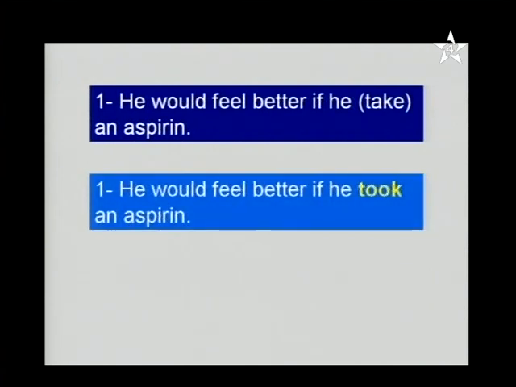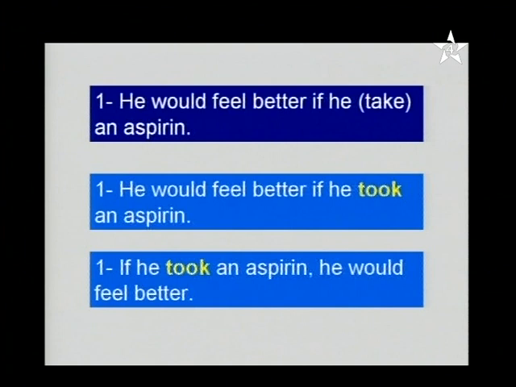Yes, he would feel better if he took an aspirin. Notice that take is conjugated in simple past here. There is a second possibility, the same sentence, same meaning, no difference, but we can switch the clauses so that the if clause is in the initial position. Okay? If he took an aspirin, comma. Remember to put a comma there only when the if clause is located in the initial position. If he took an aspirin, he would feel better.